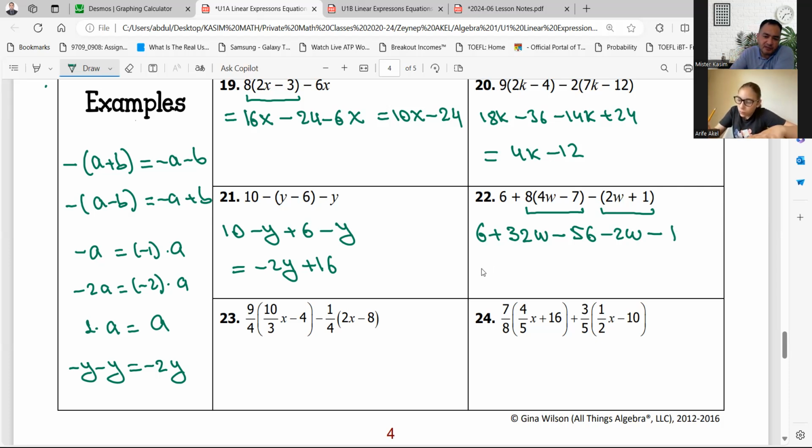Now we have to simplify, Zainab. Can you tell me the like terms here? 32x and 2x. Okay, so what is 32x minus 2x? 30x. And 6 minus 56? Negative 50, right? So negative 50 minus 1? Negative 51. Yes.